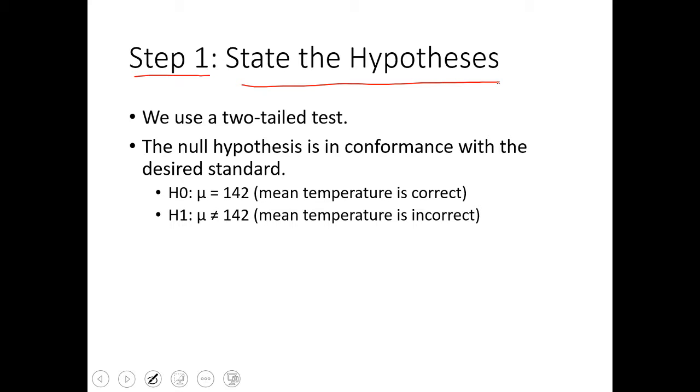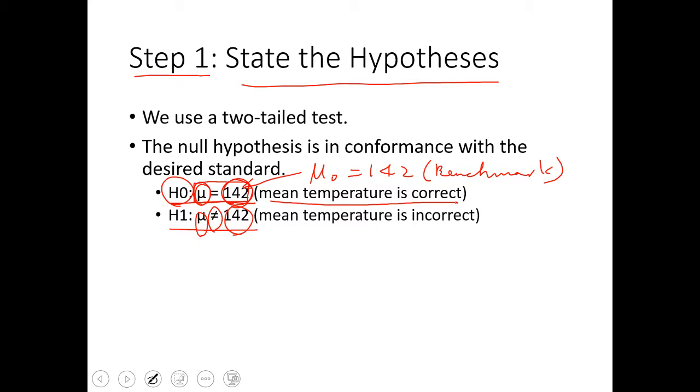The null hypothesis is that mu is 142. 142 is mu 0, the benchmark value, and we believe that the population mean is the same as 142. That is the null hypothesis. The alternative hypothesis is that the population mean is not 142. So the null hypothesis is that the mean temperature is correct, and the alternative hypothesis is that the mean temperature is incorrect.